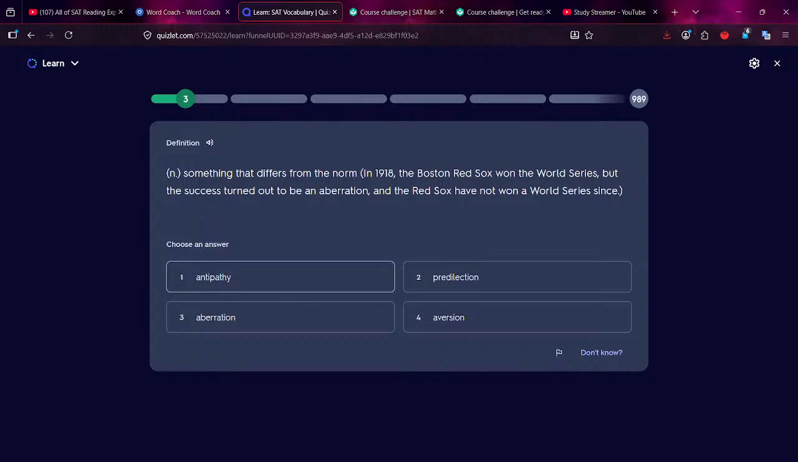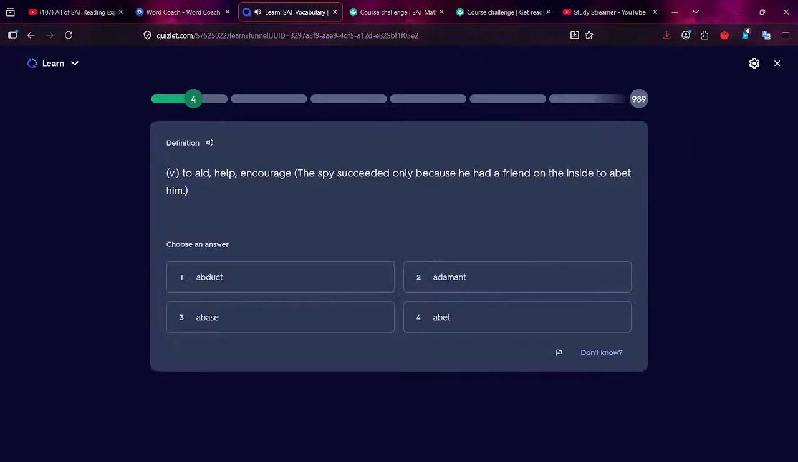So pathos, if you think about it, is an appeal to emotion. Antipathy is like an aversion to emotion, so that's probably not going to be the answer. Aberration, I'm not sure what that means. This one is like, pre means before, so I don't think it could be something that differs from the norm. Aversion just means it's like negative, like you're averted to something. So it's most likely aberration.